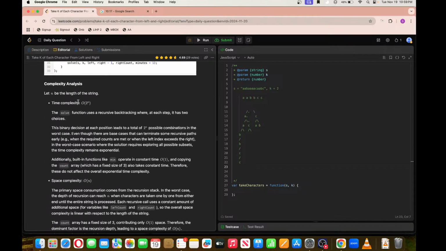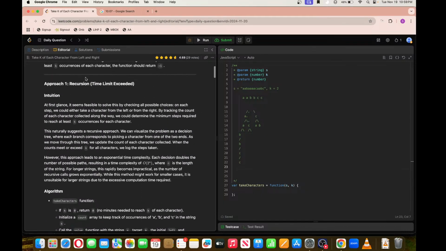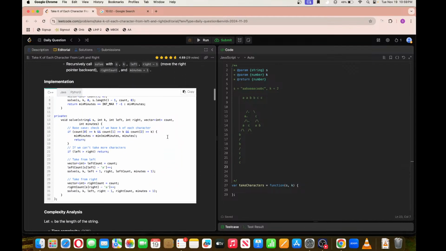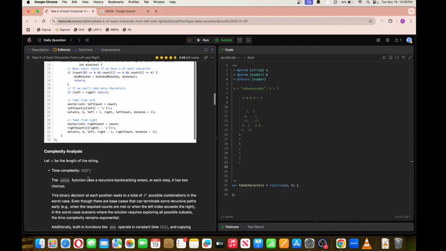2 to the power n. Yeah, this is the approach that I was saying, backtracking. So backtracking is also a solution, but it looks like it will exceed the time limit. So actually, yeah, I was right. Backtracking is also one of the solutions, but it will exceed the time limit, because obviously we are branching every time, right? So it will be 2 to the power of n.